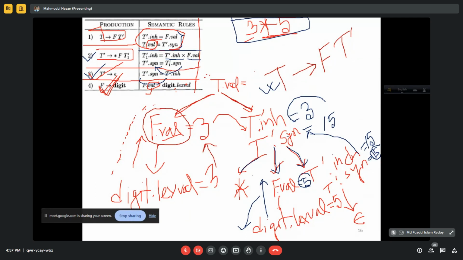Then here, just like DFS. If this one is a synthesized attribute, which production rule do we need to follow? The first one. According to its semantic rules, the T value is equal to the child T dash synthesized value. That means the T value is 15. Got it?